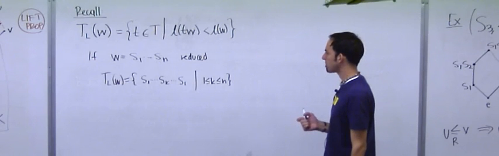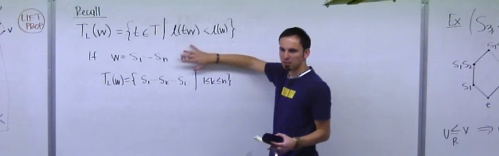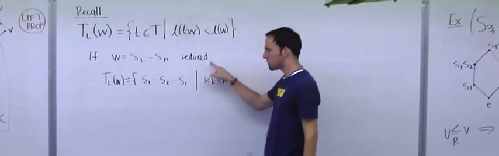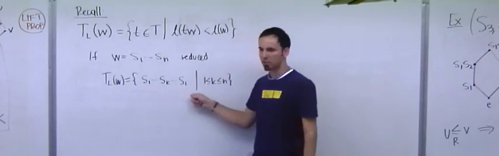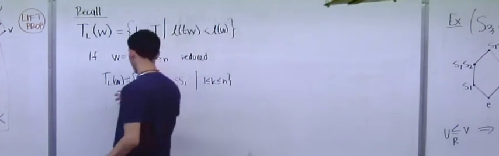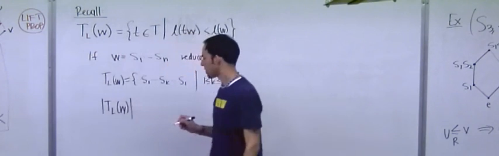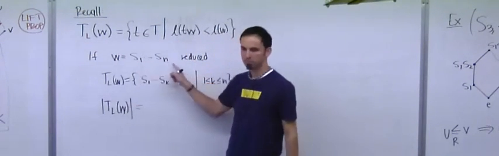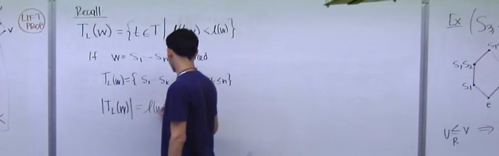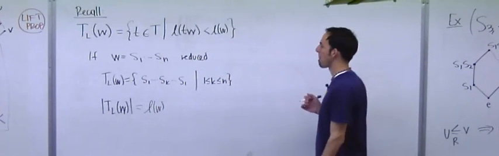Now remember that this statement is also true if the word is not reduced, and this was basically the exchange property. But if this word is reduced, then this list is completely irredundant. In particular, that means the number of reflections that make W shorter is exactly n, because there are n different possibilities, and n is just the length of W. So this is just a reminder.